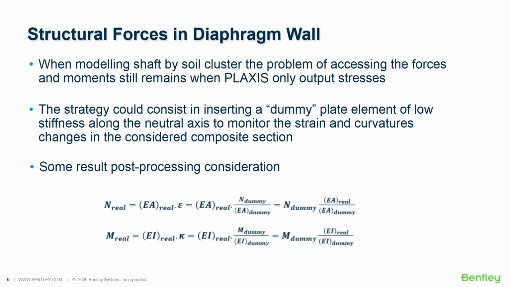And then this is where you start realizing the interest of taking a ratio of EA real over EA dummy, as well as EI real over EI dummy, just for the sake of being able to easily compute the real structural forces from the dummy ones. And this is the reason why usually one is using a ratio of 1,000 and sometimes 1 million. So which is what I will demonstrate here.